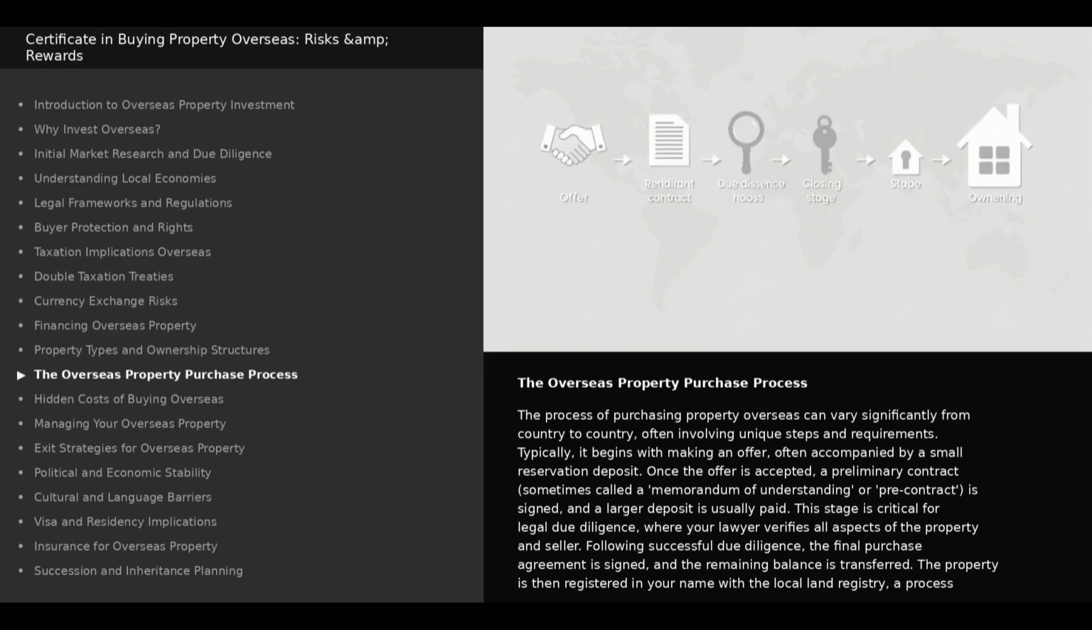This stage is critical for legal due diligence, where your lawyer verifies all aspects of the property and seller. Following successful due diligence, the final purchase agreement is signed, and the remaining balance is transferred. The property is then registered in your name with the local land registry, a process that can sometimes take several weeks or months. Throughout this process, engaging a reputable local real estate agent and an independent lawyer is paramount to ensure all steps are followed correctly and your interests are protected. Be prepared for potential delays and ensure all financial transactions are transparent and documented.